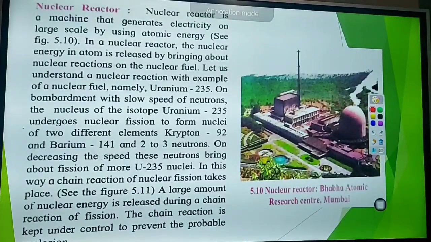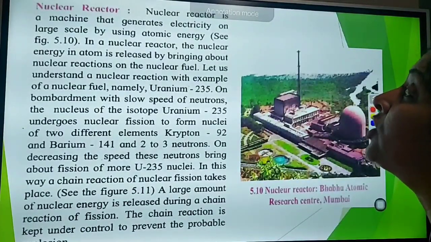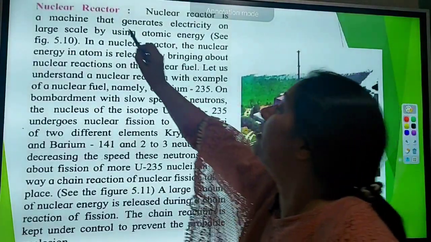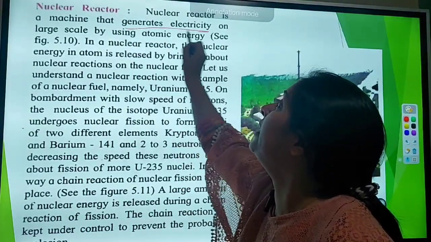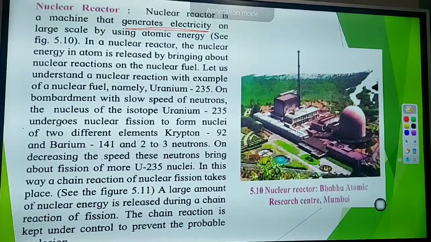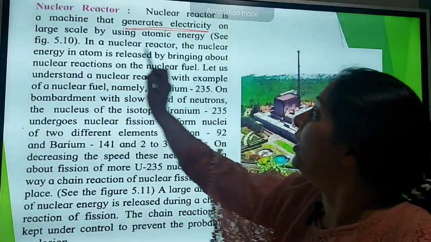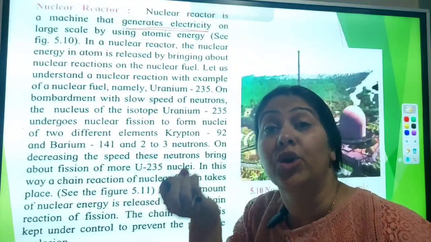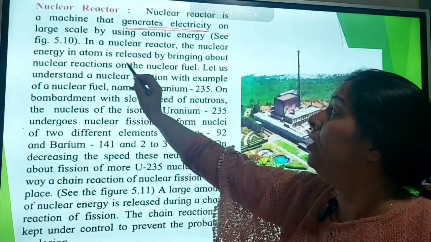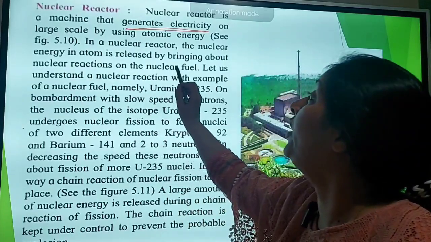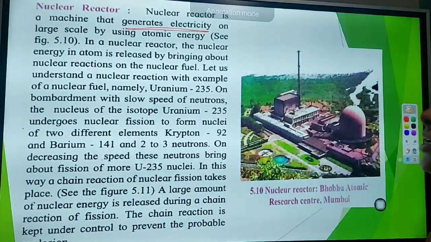Nuclear reactor is a machine that generates electricity on a large scale. Okay, what is a nuclear reactor? It's a machine that generates electricity on a large scale by using atomic energy. Okay, in a nuclear reactor, the nuclear energy in atoms, atom के अंदर की जो nucleus है, वो nucleus की energy is released by bringing out nuclear reactions on the nuclear fuel.